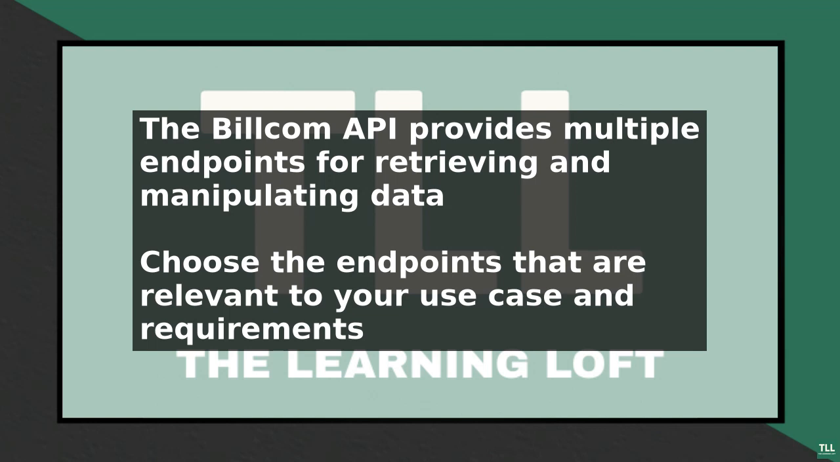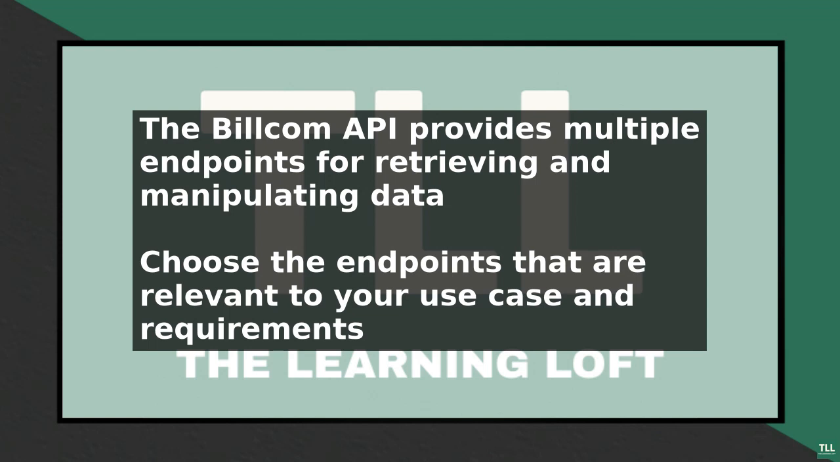Step 5. Handling API responses. After sending an API request, the Bill.com API will return a response in JSON format. Parse the response to extract the relevant data and handle any errors that may occur. Use the data to perform further actions or store it in your database for future reference.